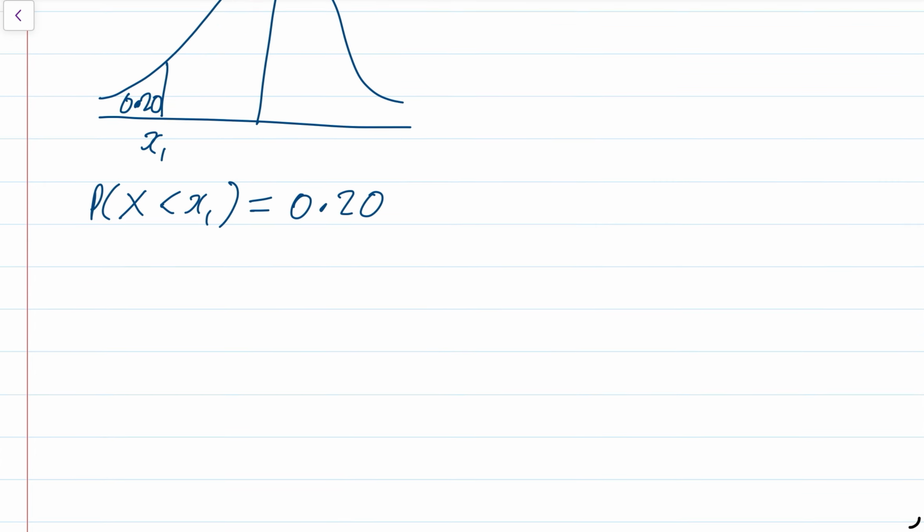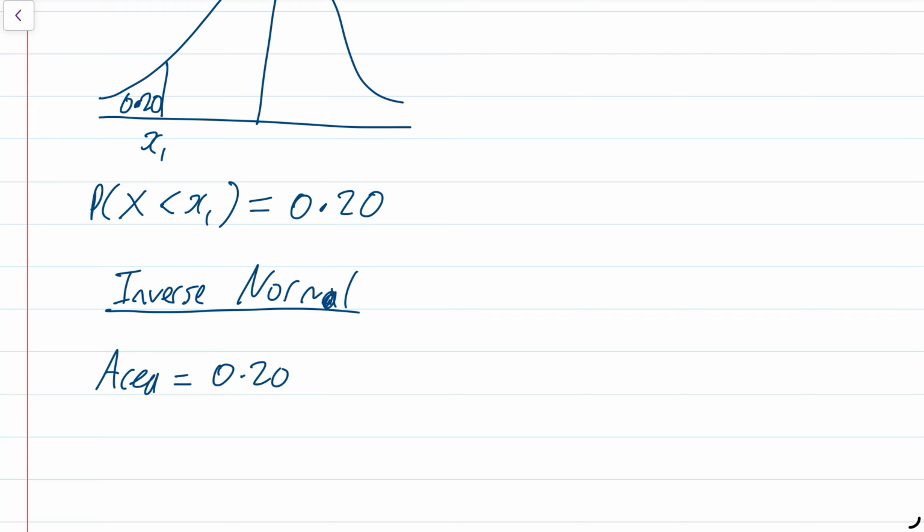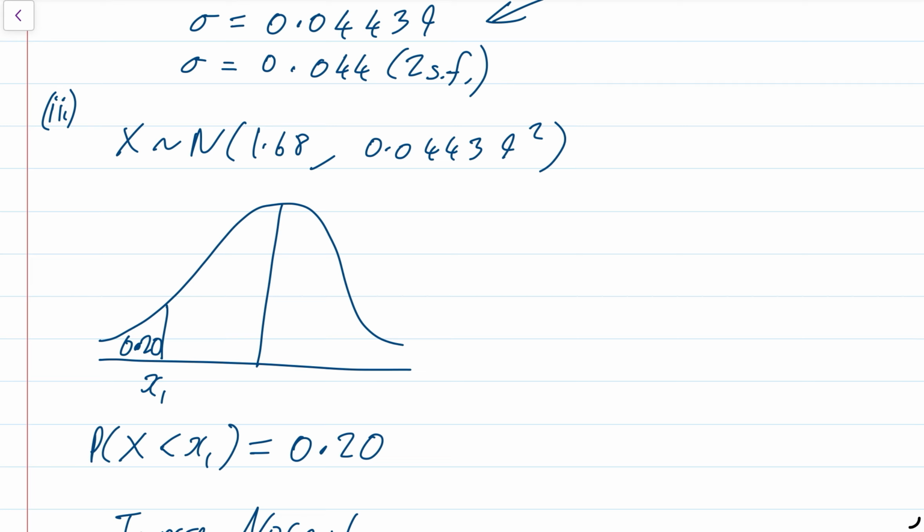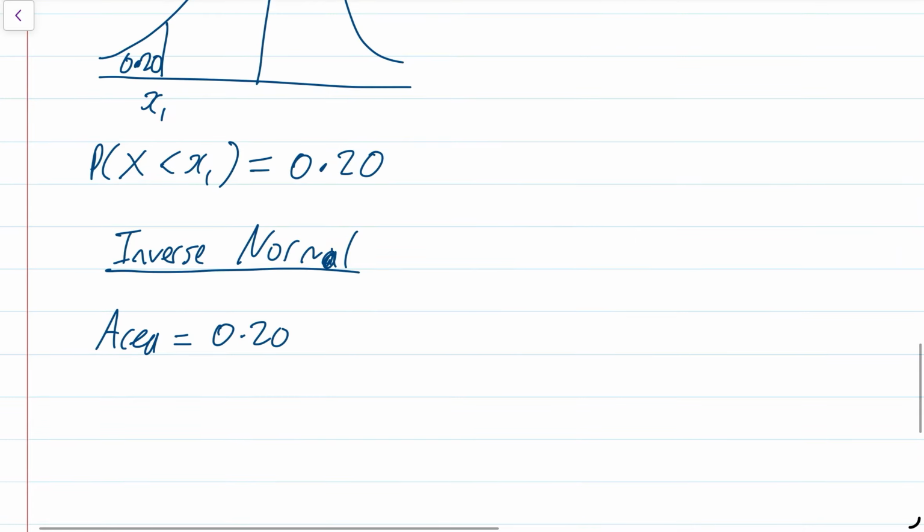So we can again use the inverse normal. On the new ClassWiz calculator it is fantastic. So inverse normal, and go to it, and the area is 0.2, and then just be careful, your sigma is this thing, 0.04439, and your mu is 1.68. So no messing about converting between anything. You can do it directly on your calculator.